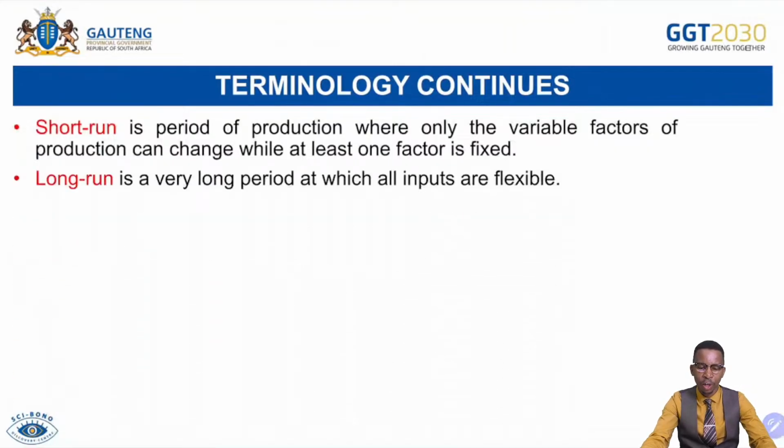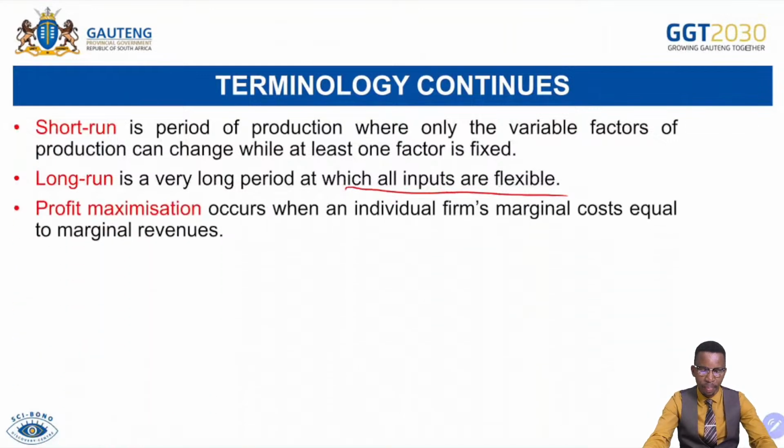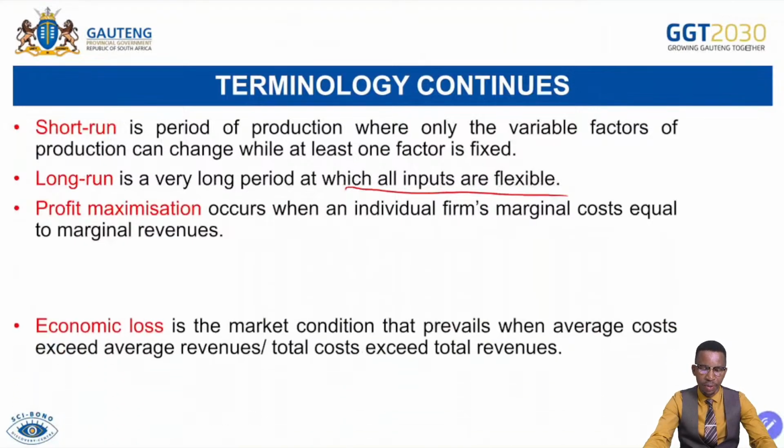Long run is a much longer period of time in which all inputs are flexible. In the long run, all factors of production are flexible. They can change anytime, because that simply means the period is long enough for them to be variable or flexible. Profit maximization occurs when an individual firm's marginal cost equals marginal revenue.